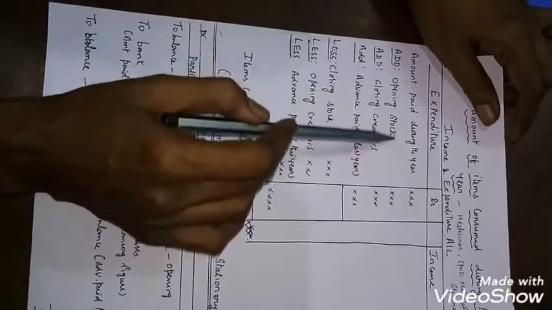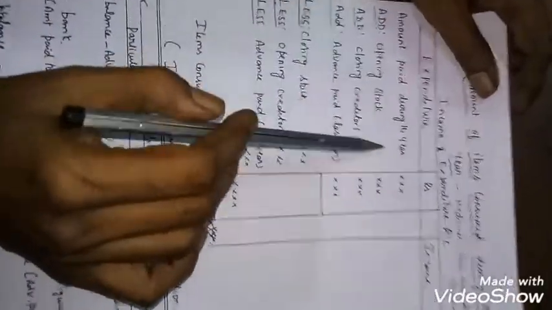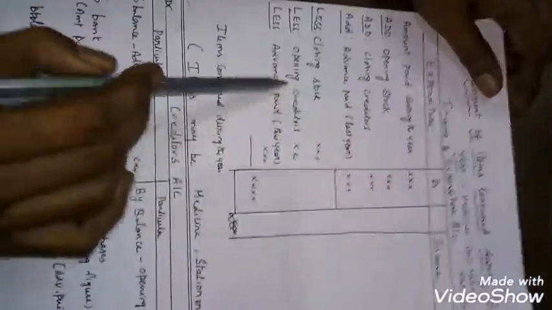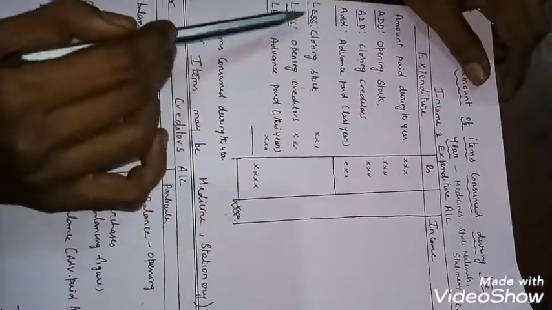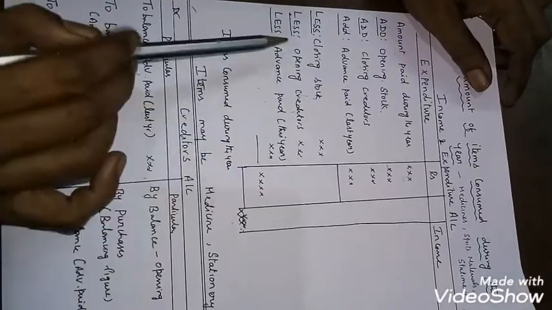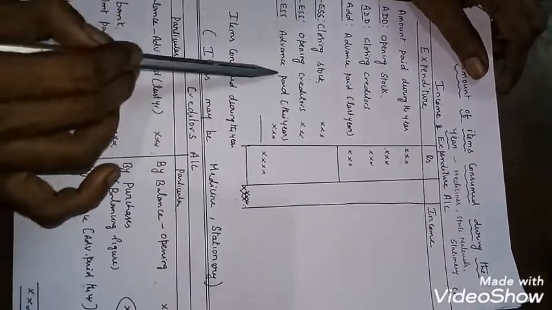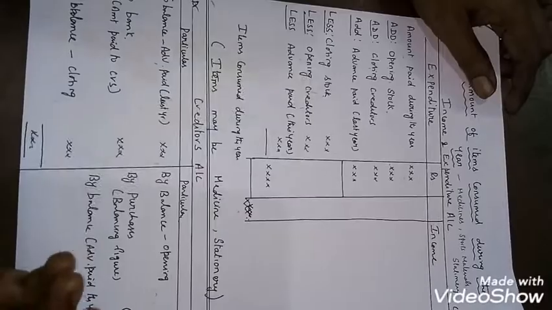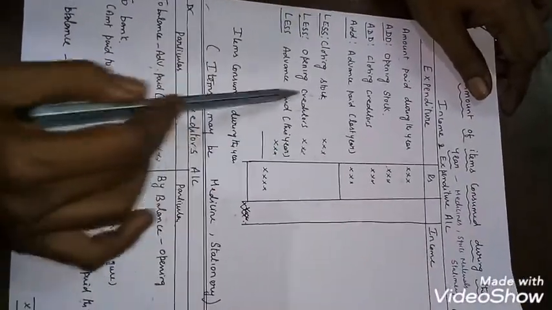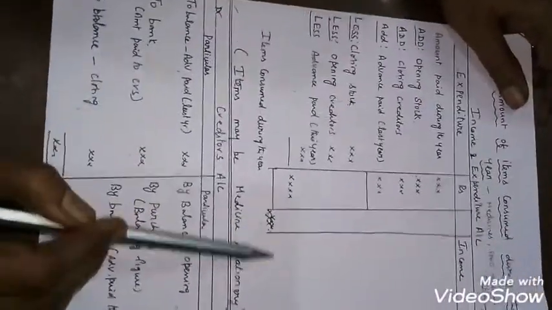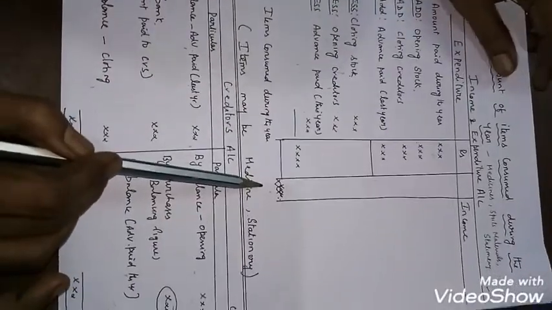Along with that, add opening stock, add closing creditors and add advance paid last year for this year. Add all these items. Then less closing stock, less opening creditors, less advance paid this year, but it belongs to next year, so you have to subtract. When you do this, the amount you derive is called items consumed during the year.